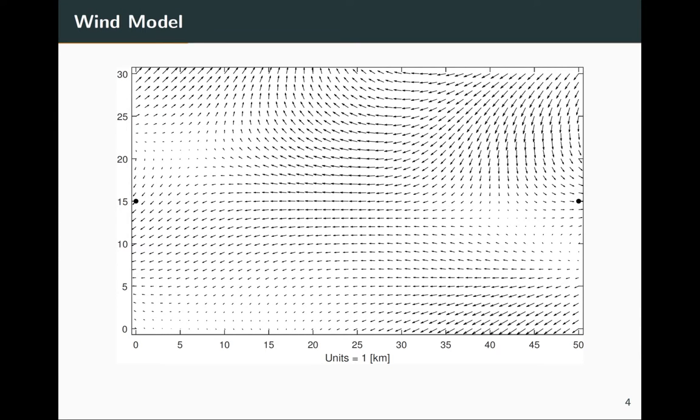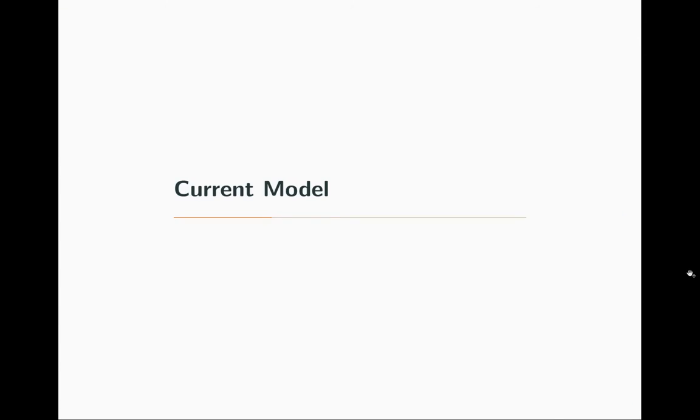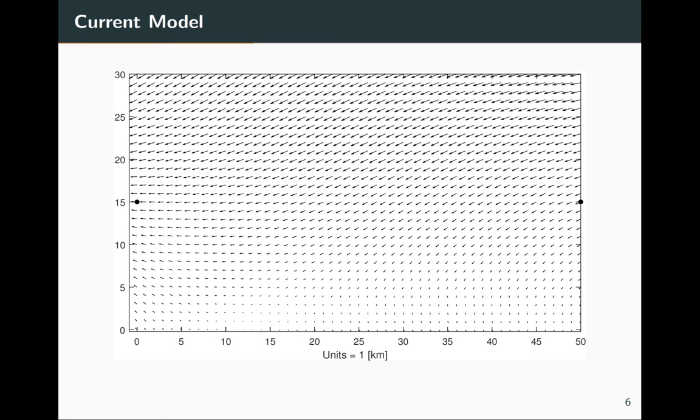And so we have this model here, and the arrows represent obviously the direction the wind is blowing, and the size of the arrow corresponds to the wind strength or the wind speed. Now I added a little bit of color coding here to make it a little clearer regarding the wind speed, and I have this little scale here on the right hand side corresponding to the wind strengths. The current model looks very similar to the wind model. It's just a vector field of arrows representing directions and magnitudes.